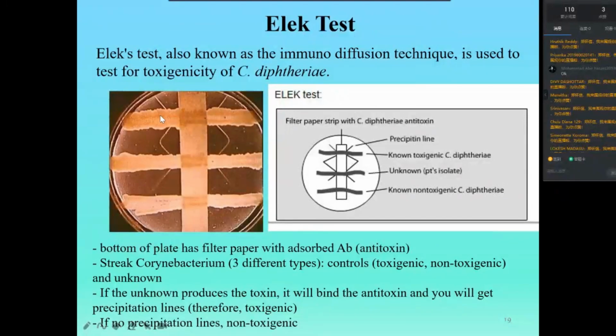So you know that this line of bacteria can produce toxin, while this line is a negative control which cannot produce toxin. So you will not see a precipitation line. While this one might be the unknown one from your patient, and you can also see the precipitation line. So this way is called the Elek test. Through the Elek test, you can determine whether there is toxin produced or not.